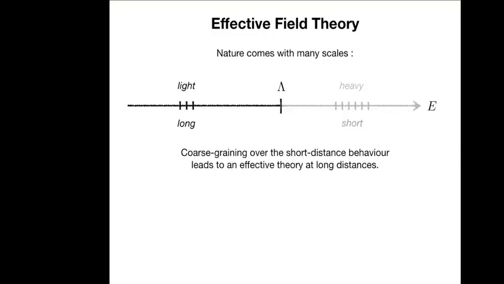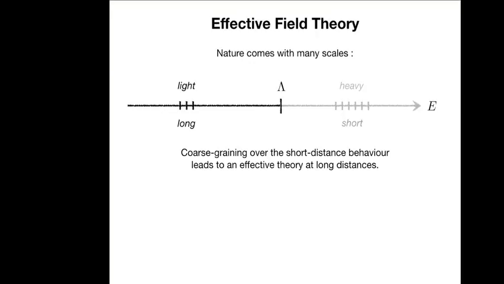So this means we can coarse grain over the short distance behavior and get an effective theory for the long wavelengths or low energy dynamics. Okay, so we often do this implicitly anyway in physics when we just decide to speak about physics at a certain energy scale without taking into account short wavelength processes.